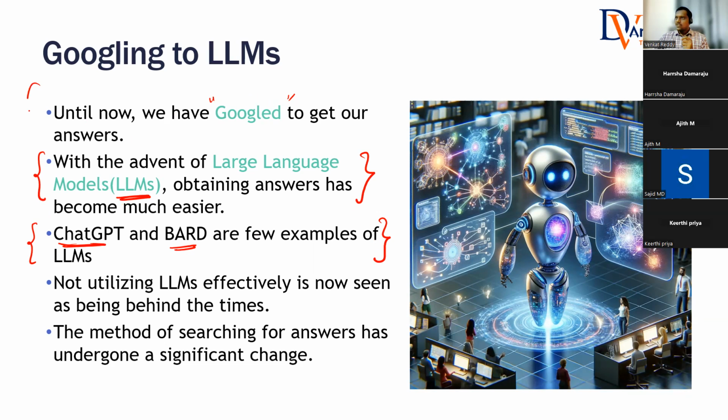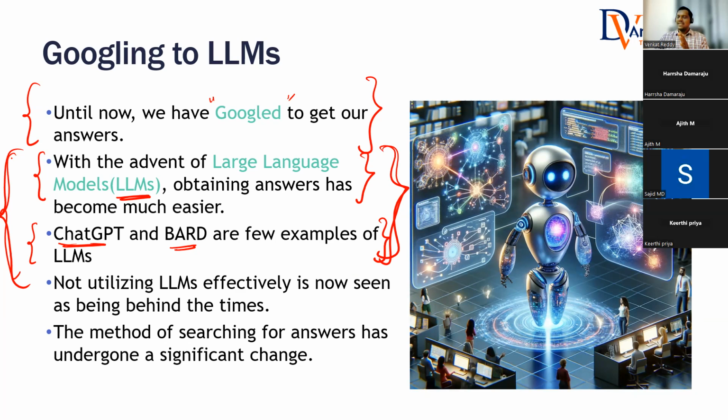Now, if you're still using Google, this is a very, very old methodology. If you're not using ChatGPT, or Bard, or the advanced LLM models, then you are considered almost like you are following age-old methodologies. Now, this is the need of the hour.